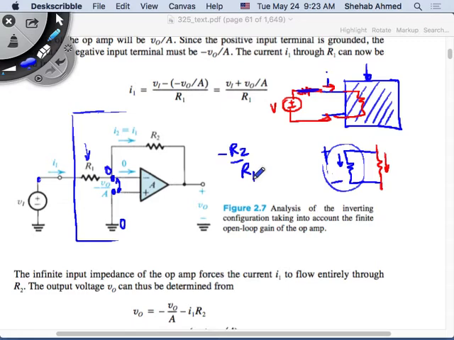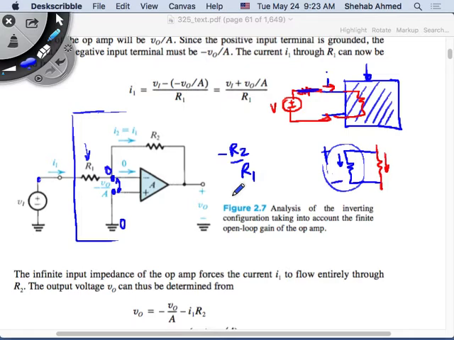Small, right? So if it's small for practical values of R2, otherwise I have to put gigaohms for R2, right? So it's going to be small for practical values of R2. If that's the case, that means this is one of the possible drawbacks of this configuration. It has a low input impedance.